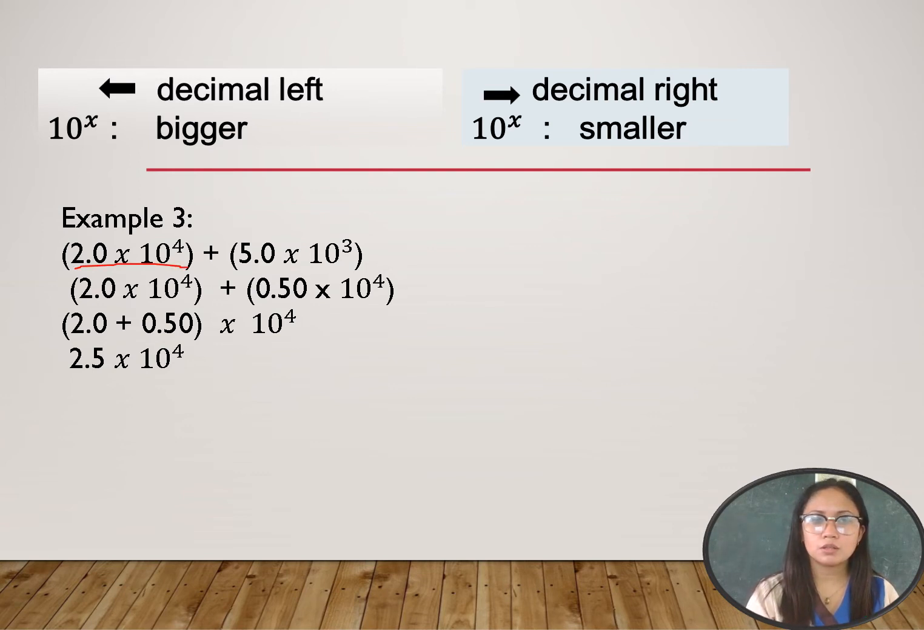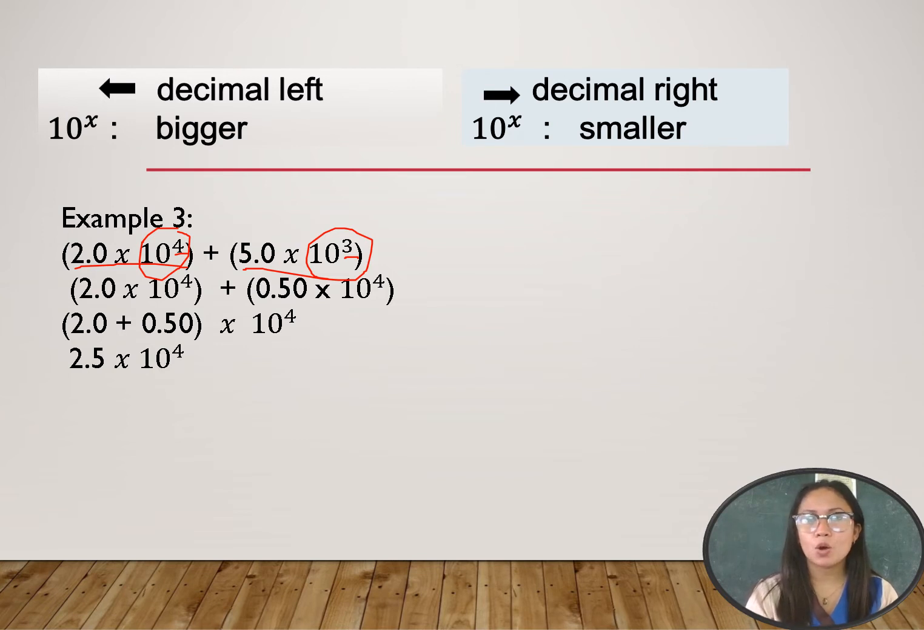So we have here the first scientific notation. You have the second factor, 10 to the power of 4, and the exponent here is 4. Added by 5.0 times 10 to the power of 3. The second factor here has the exponent of 3. Observe that the exponents are not the same. So we cannot simplify it directly. We need to find ways so that the exponents of the second factors are equal.